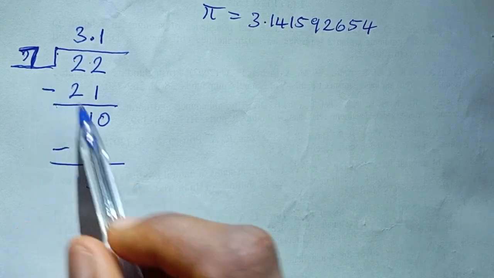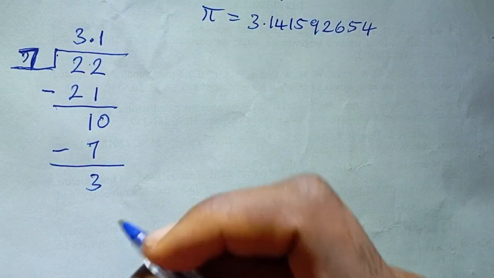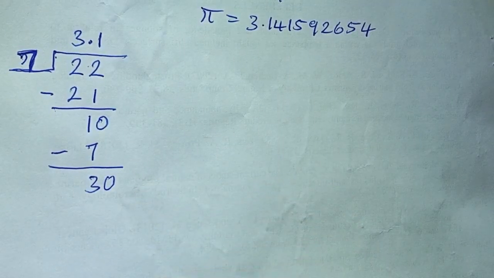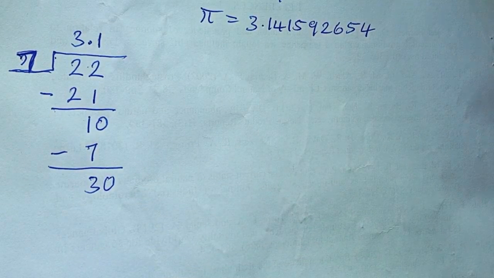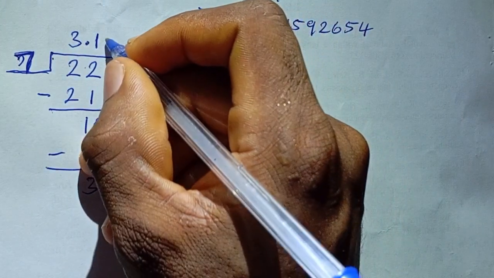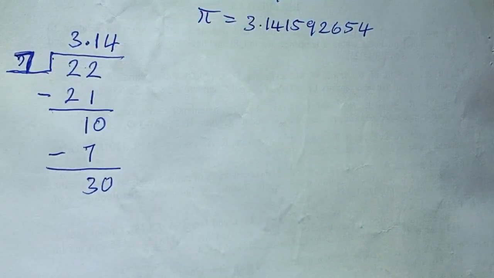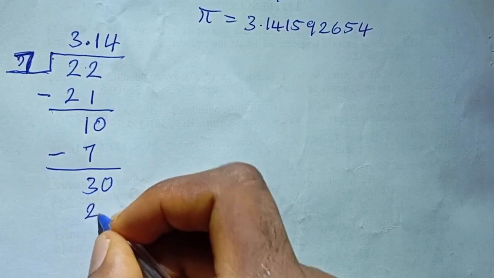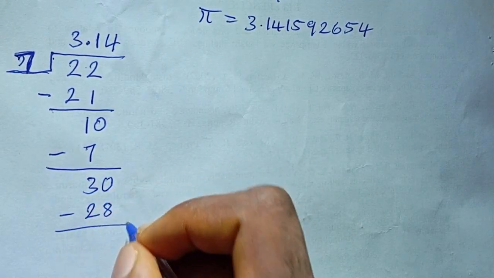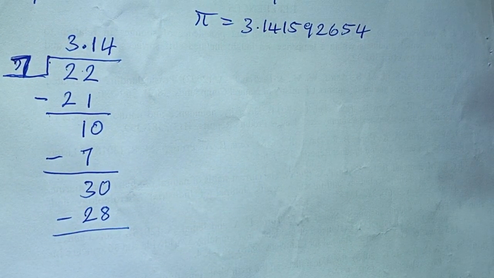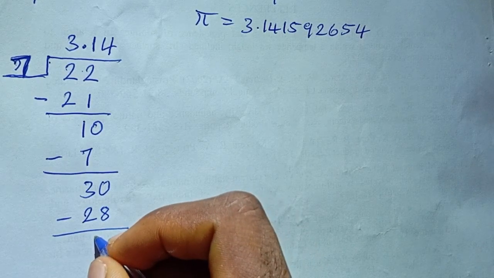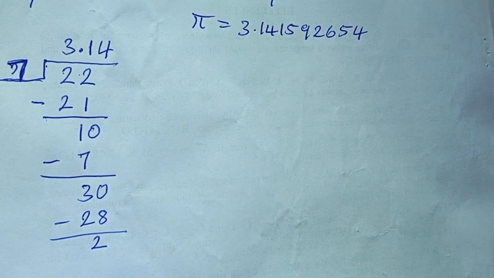3 divided by 7 cannot. We do what? We add 0 again. 30 divided by 7. 7 cannot divide 30 without remainder, so we look for a number that is closer to 30, which is 28. 28 divided by 7 is 4. So this is 4. 4 times 7 is 28. You write 28 here. Then we subtract. 30 minus 28 is what? 2.